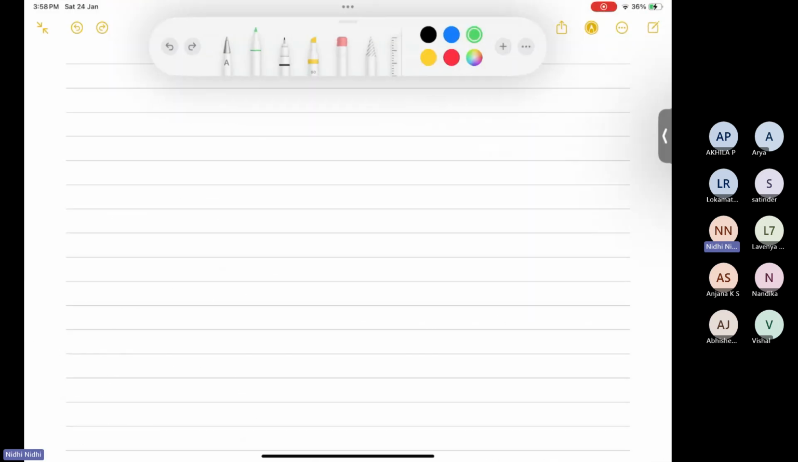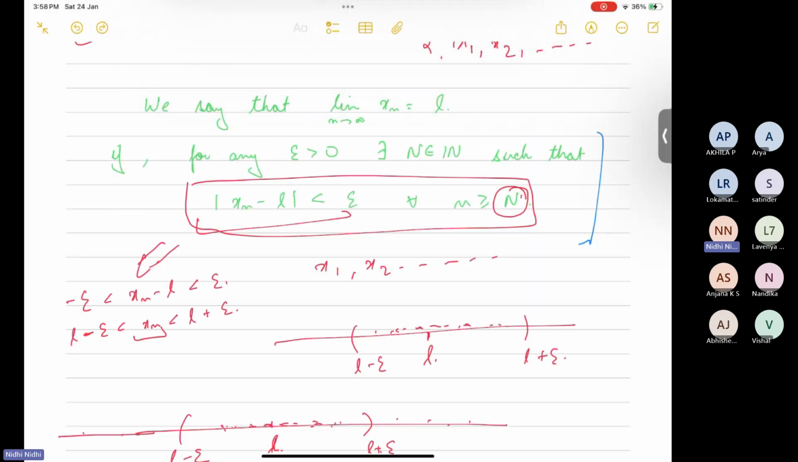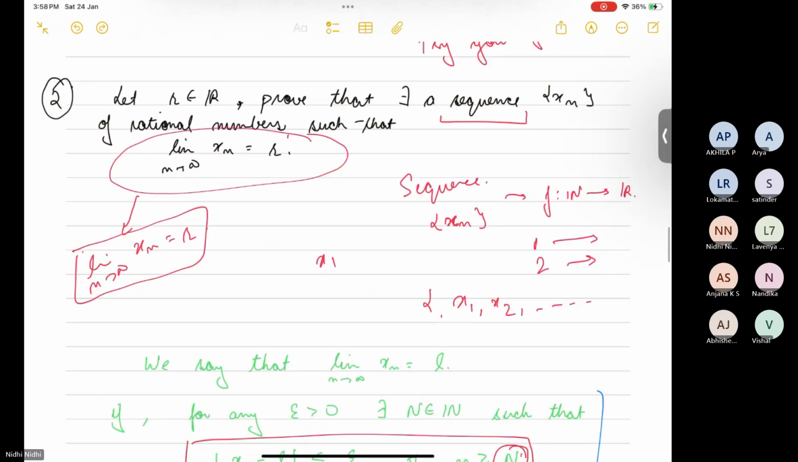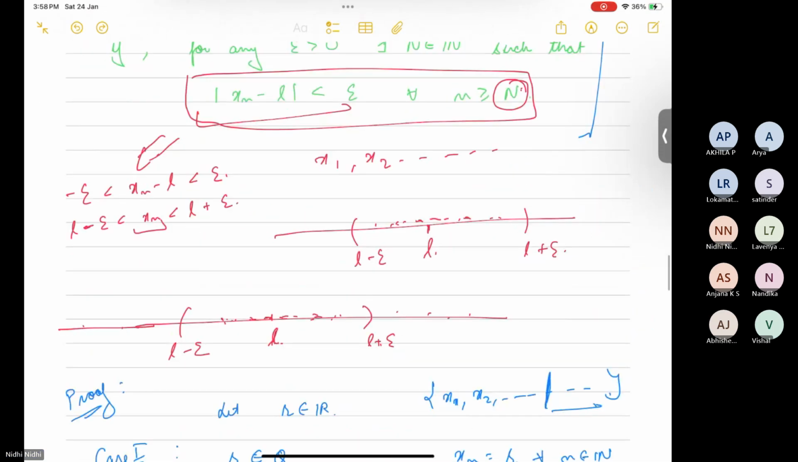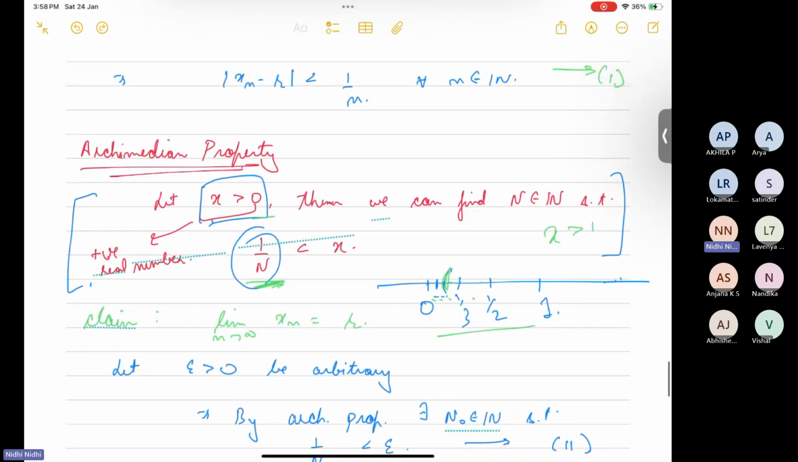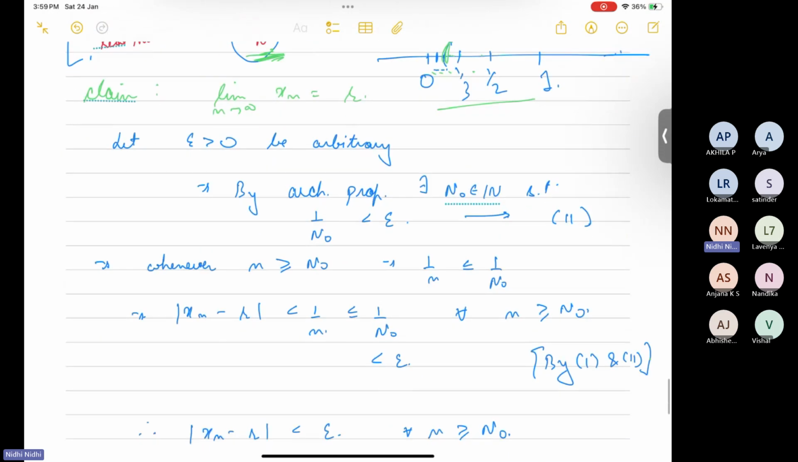Because we had an arbitrary positive epsilon, we wanted something to be less than epsilon. Here we know that for any small enough x, we can always find 1 by n less than x.